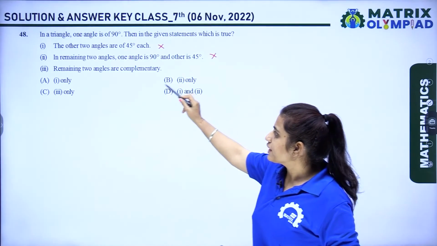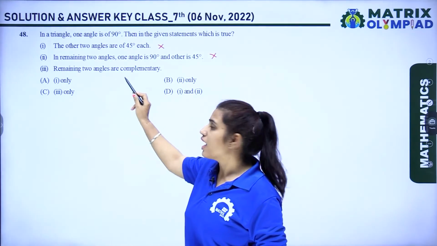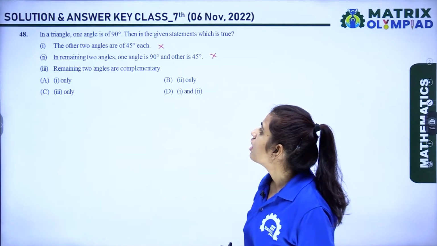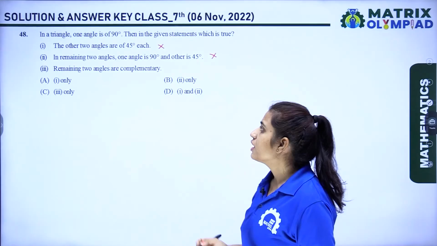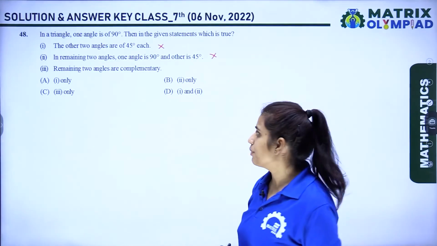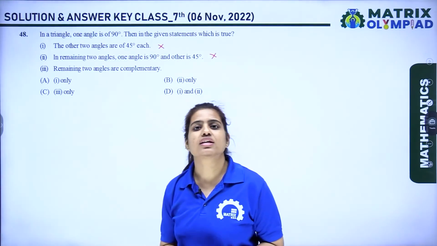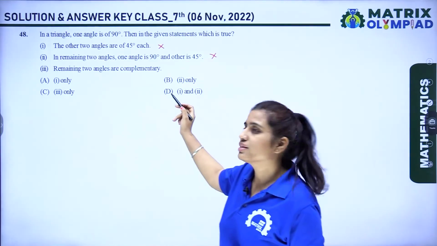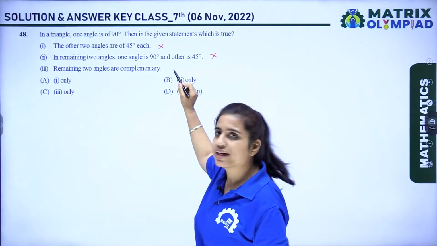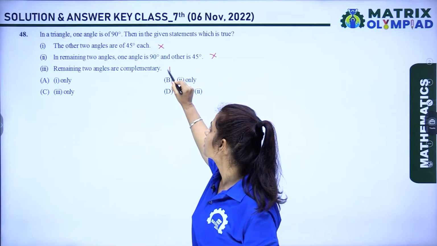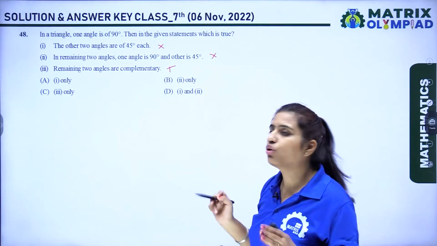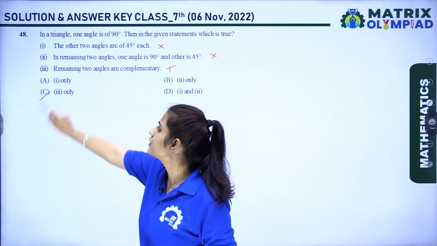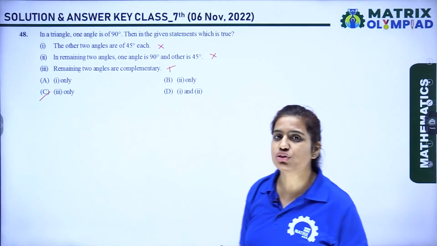Now the third statement is remaining two angles are complementary. So here two angles are complementary is a correct statement because the sum of two angles is equal to 90 degree when the angles are complementary. So here statement 3 is correct. So we can say that only statement 3 is correct. So here option C is the correct answer for the given question.